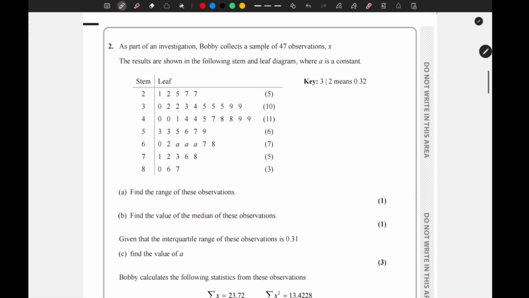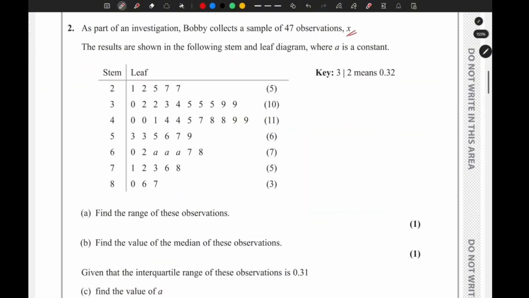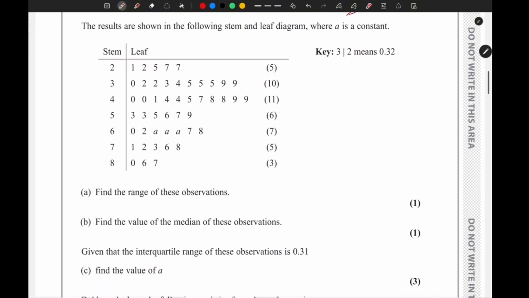As part of an investigation, Bobby collects a sample of 47 observations and the variable is X. The results are shown in the stem and leaf diagram where A is a constant. To read this stem and leaf diagram, we need a key. The key is also given, which is 3 bar 2 means 0.32. So let's take a random value, say 5 bar 3. So 5 bar 3 will be equal to 0.53.